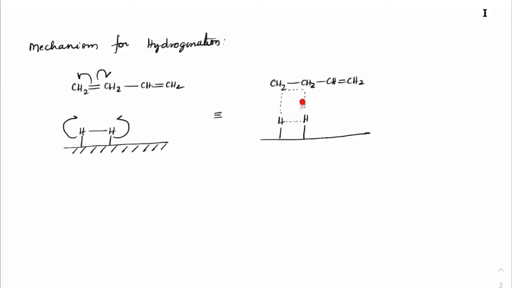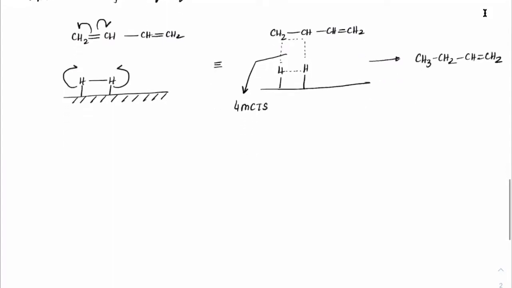Now here you can see it is forming more like a 4-membered cyclic transition state. And as it goes towards the product, you'll get CH3, CH2, this is CH only, CH2, and CH double bond CH2. This is the final product which you will get.